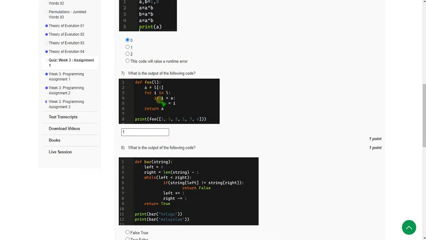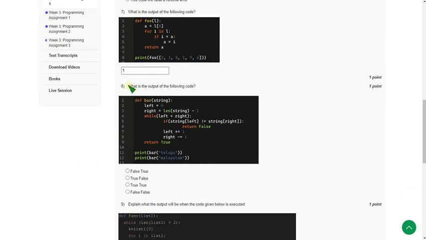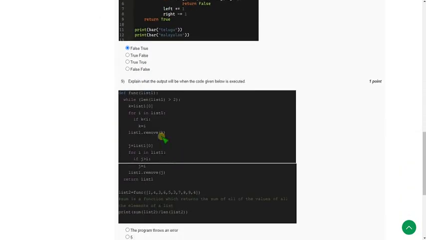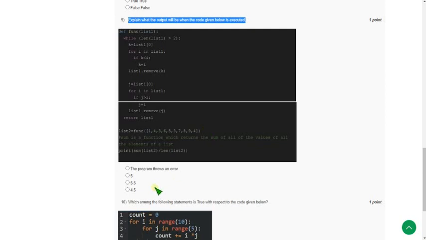So moving on to the eighth question. Again they gave a code and are asking for the output. For the eighth question, the answer is False True. That means first option, False True. And moving on to the ninth one, again they gave a code and are asking for the output. I got the answer as the fourth option, that is 4.5. So mark the fourth option 4.5 as the correct answer.